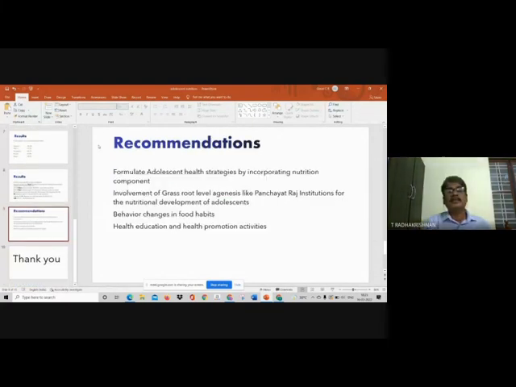The recommendations of the study are: it is required to formulate adolescent-friendly health strategies by incorporating nutrition components, and involve grassroots level agencies like Panchayati Raj institutions for the nutritional development of adolescents. The food habits of adolescents should also be changed through behavioral change. Health education and health promotion activities should also be promoted through educational institutions and adolescent Anganwadi centers.